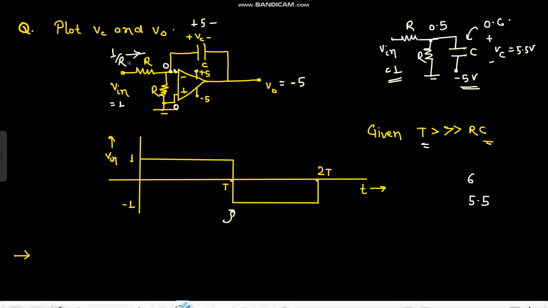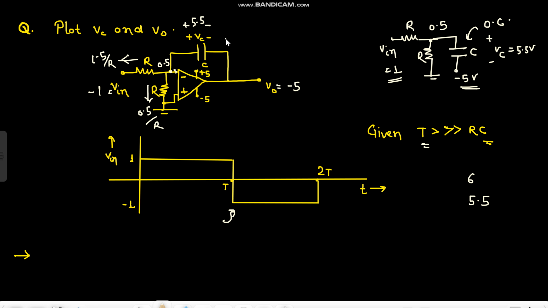Let me erase something. Now it is charged till +5.5. Here we are having -5. Now I have applied -1 volt here. And what is the voltage here? -5 plus 5.5, that is 0.5. So what is the current flowing through this resistor R? It is 0.5 by R. And what is the current flowing through this other resistor? It is 1.5 by R.